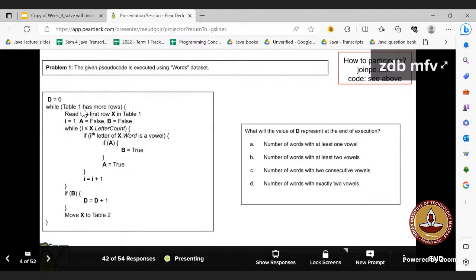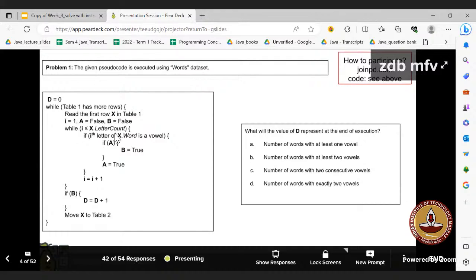So now we'll go to the data set, this question, pseudocode. We can see while table 1 has more rows, that means the words data set we are checking, read the top row X from table 1, and the initial values are I equal to 1, A equal to false, and B equal to false, right? These are the initial values.